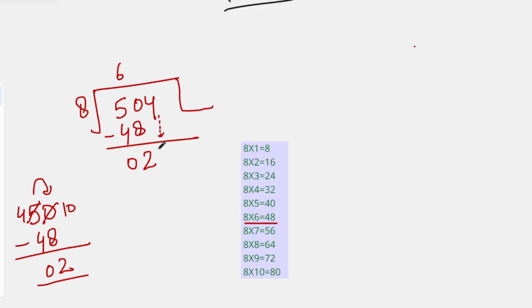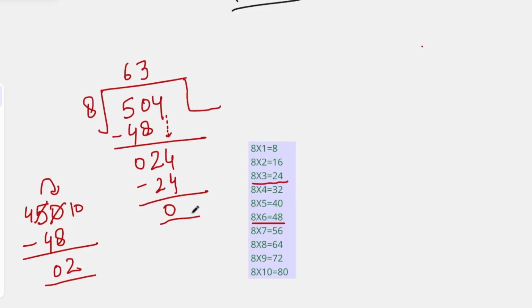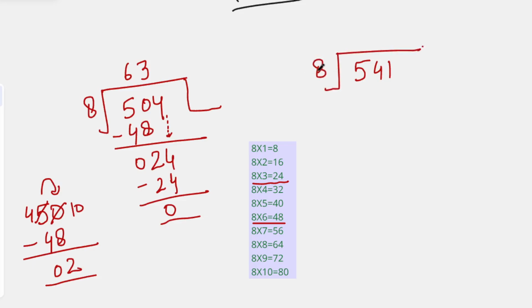Now we'll copy this 4. Now we have 24. Again read the table of 8 and we see there is 24 in the table of 8. So 8 threes are 24. We subtract them and we get 0. Now let's take another number. We can take 541 and we'll divide it by 8. So here dividend is 541. Very good. 8 is the divisor and remainder and quotient we'll find out. Here this was the quotient and this was the remainder, correct?